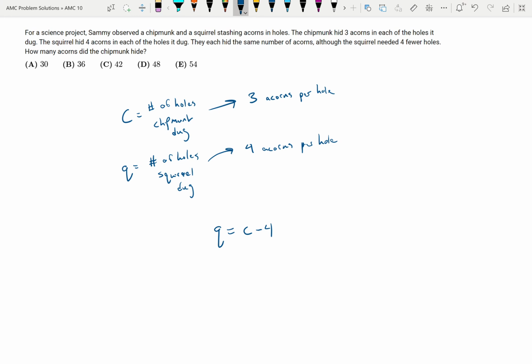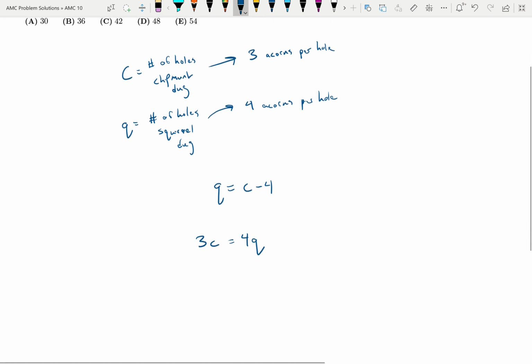And then we also know that since they hid the same number of acorns, it's going to be true that 3 times C is the number of acorns the chipmunk hid, and then 4Q is the number of acorns the squirrel stashed. So those are going to be equal because we're told that they stashed the same number of acorns.